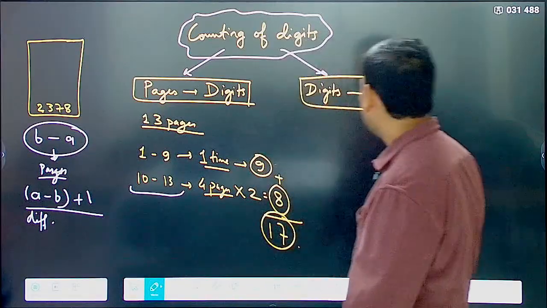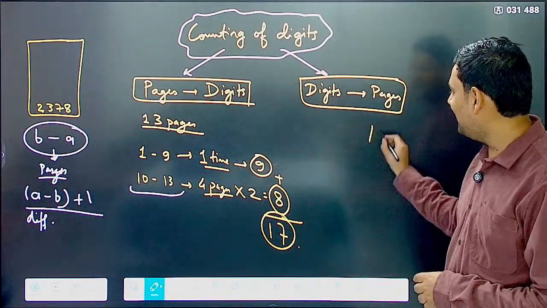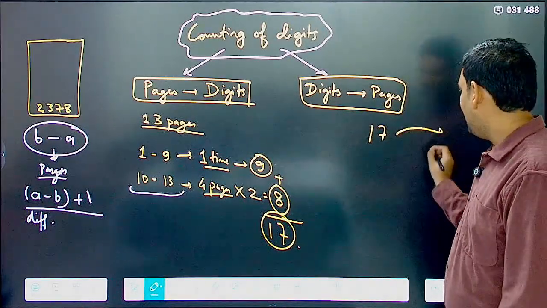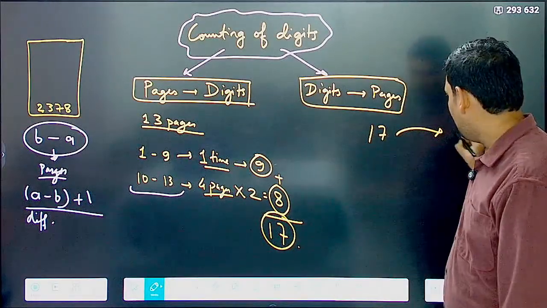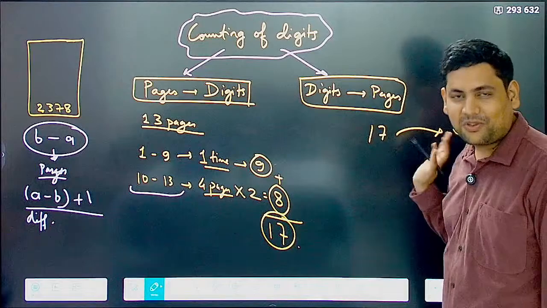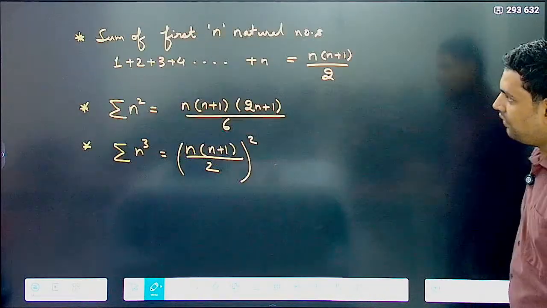Understood? Now, if I have to convert from digits to pages, if I give you 17 digits, you have to move back to pages. In the same way you start calculating and then you will get the answer. The answer will be, of course, 13 pages. You understood? So these are the 2 concepts.